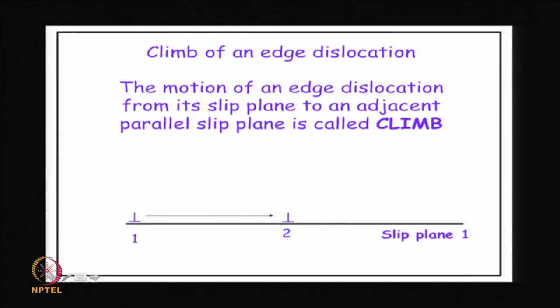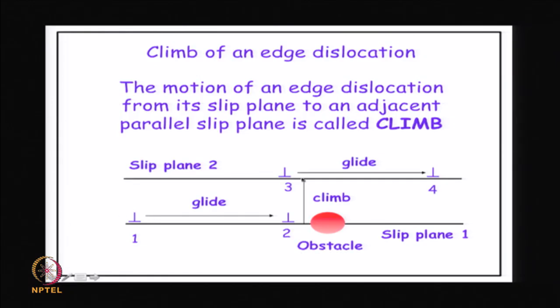So, it can jump from location 1 to location 3 on a parallel slip plane, and this motion will be called a climb motion. And once it is on slip plane 2, since the obstacle does not extend to slip plane 2, it can then happily glide on slip plane 2 to location 4. So, a jump from one slip plane to a parallel slip plane of an edge dislocation is called the climb motion. This is only showing it schematically and graphically. We are not explaining how a dislocation line from one plane can jump to another plane.